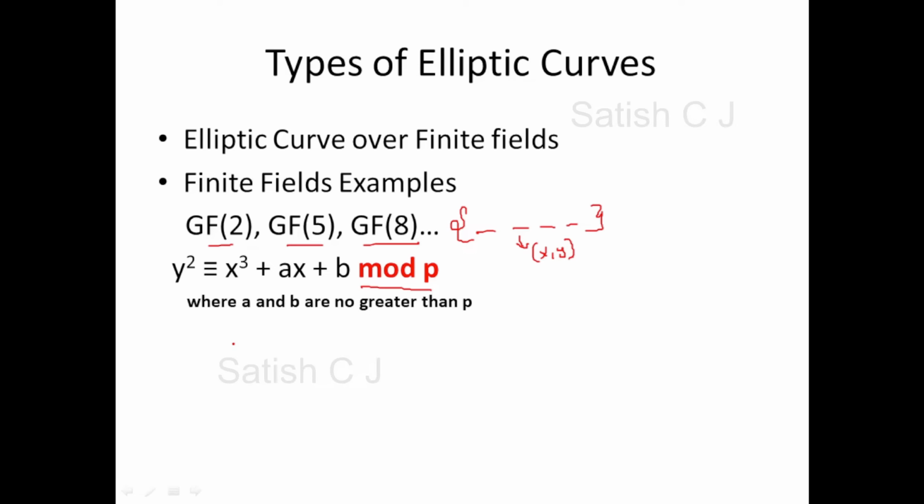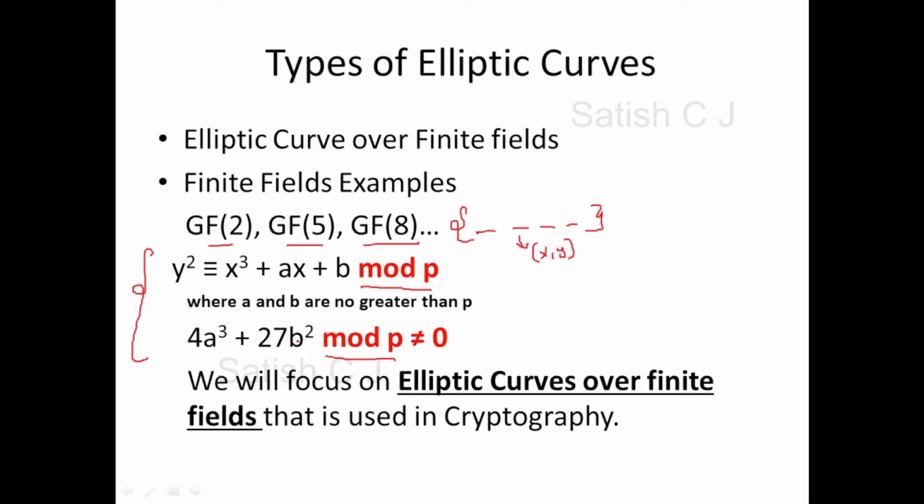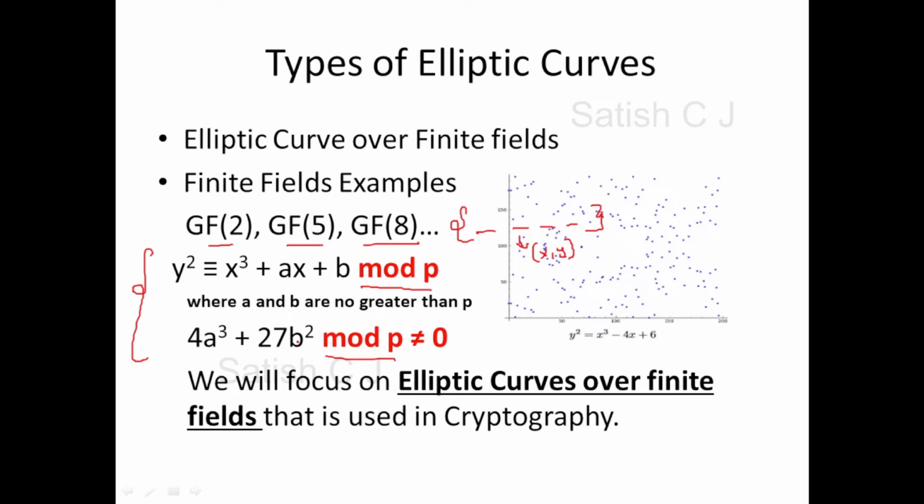The condition is that the discriminant, 4a cubed plus 27b squared mod p, should not be equivalent to 0. When you are working with elliptic curves over a finite field, this is the equation and this is the condition. We are going to have mod p in our equations. So we will focus on elliptic curves over finite fields, as used in cryptography. I've also pasted a sample curve here.